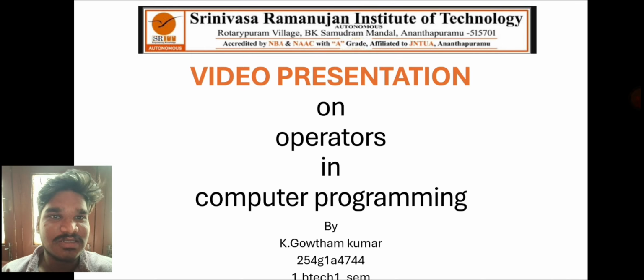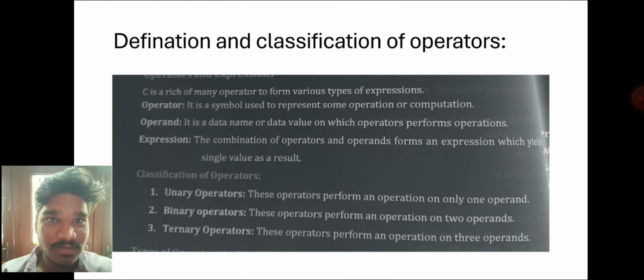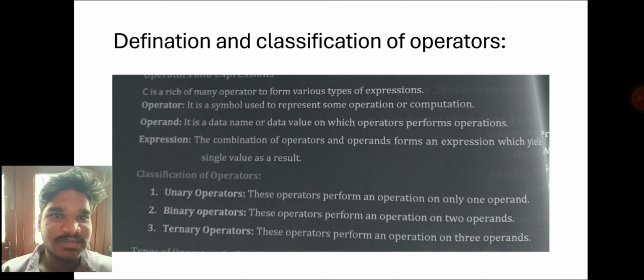Today's video presentation is on operators in C language. C is rich in many operators to form various types of expressions. Operator: it is a symbol used to represent some operation or computation. And operand: an operand is a data name or data value on which operators perform operations.